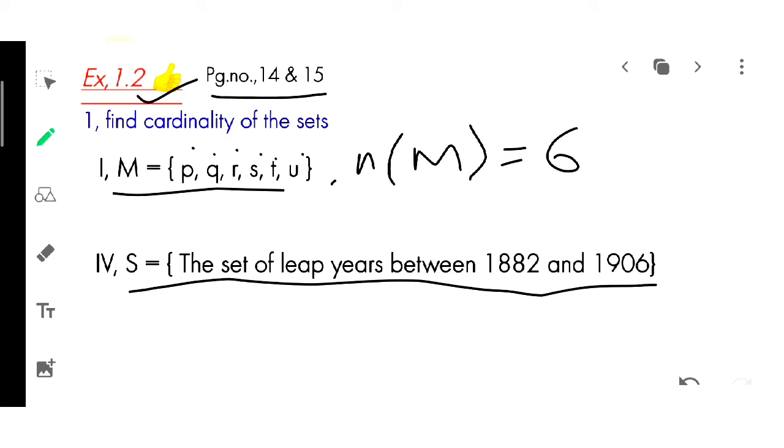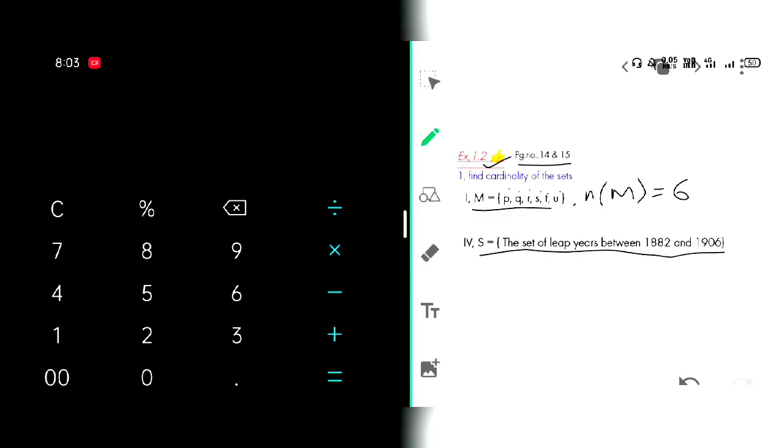And in your fourth question, you are asked for the set of leap years between 1882 and 1906. How must we calculate the leap year actually? When we consider 1882 as one year, we have to check whether that is a leap year or not. To check that, we divide the year by 4, which gives a fractional part of .5, so it is not exactly divisible by 4.